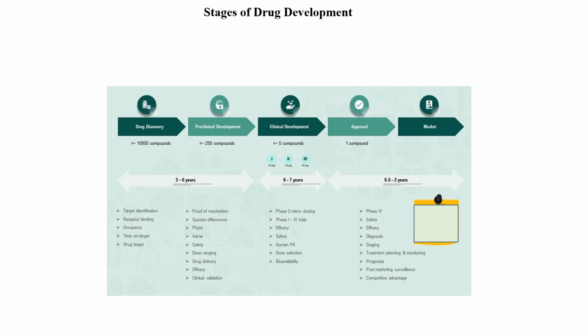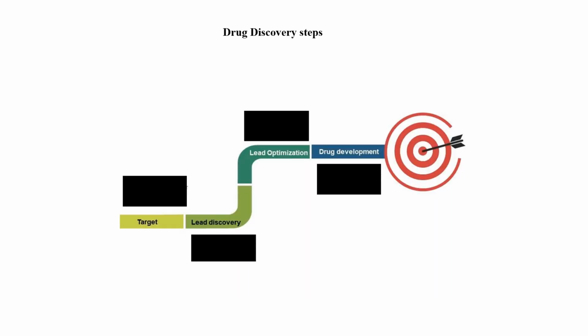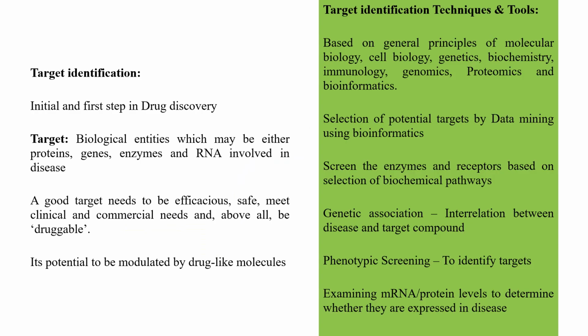Okay, so drug discovery involves various steps such as target identification and validation, the second one, lead discovery, the third one, lead optimization, and the last one, drug development. This figure represents the different stages in how the drug is discovered. So the first one is target identification. This is the preliminary step in drug discovery.